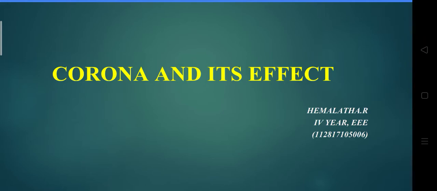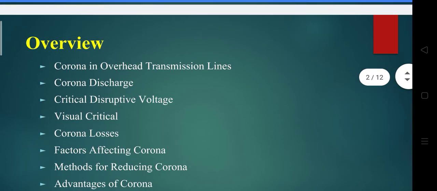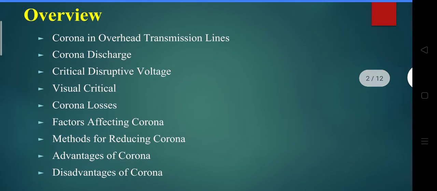Now I am going to present my PPT based on corona and its effect. Here we can see how the corona gets discharged and also its effect on power systems. The overview of my PowerPoint is: corona in overhead transmission lines, corona discharges, critical disruptive voltage and visual critical voltage, corona losses, the factors affecting corona, the methods for reducing corona, and the advantages and disadvantages of corona.